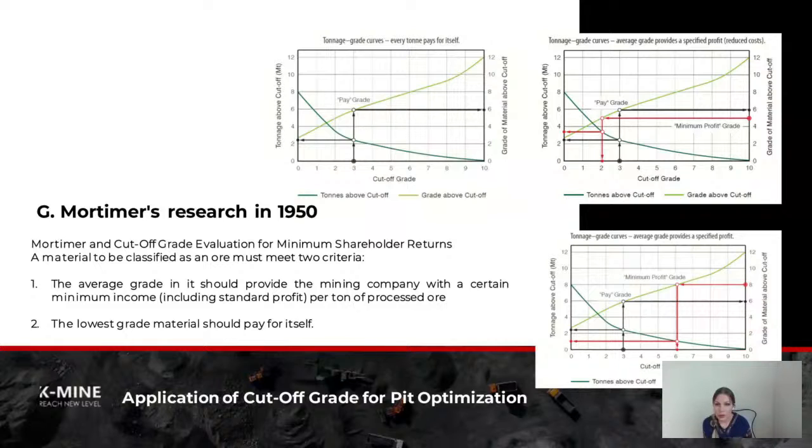with so far. So Mortimer was the one who pointed out that material is classified as ore if it meets the 2 criteria. First, the average grade in it should bring the mining company a certain minimum income per ton of processed ore, and that includes standard profit. And also, the lowest grade material should pay for itself. So if these 2 criteria are followed, then a mining company achieves a bare minimum, meaning it receives profit, and the samples contain grade that pays for its mining and processing.